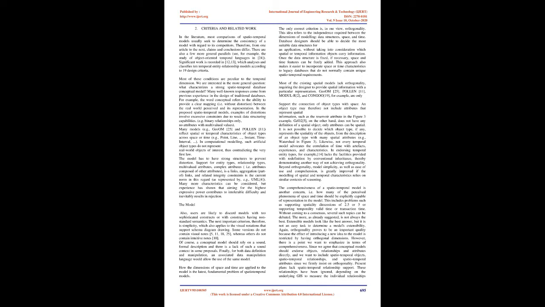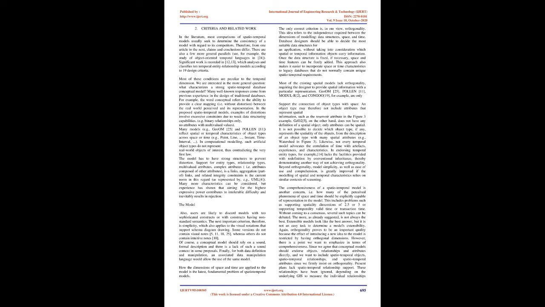In the proposed spatio-temporal models, examples of distortions involve excessive constraints due to weak data structuring capabilities, e.g. binary relationships only, no attributes with multivalued values. Many models, e.g., GOOM25 and Pollen 11, reflect spatial or temporal characteristics of object types across space or time, e.g., point, line, instant, time interval. In conceptual modeling, such artificial object types do not represent real-world objects of interest, thus contradicting the very first law.